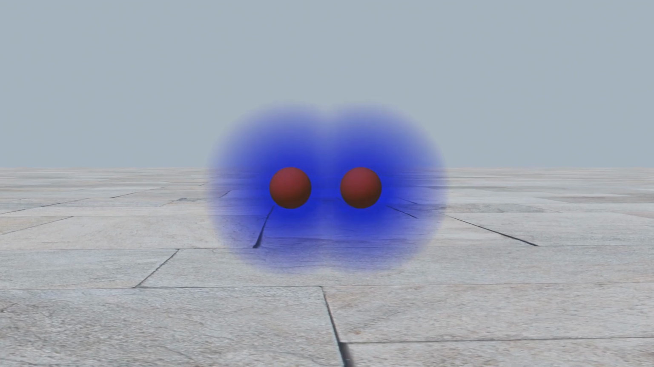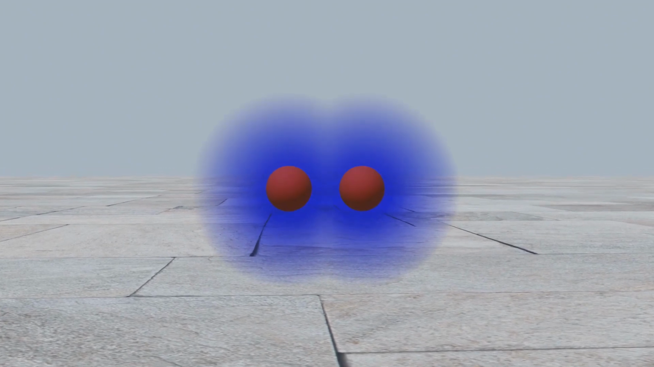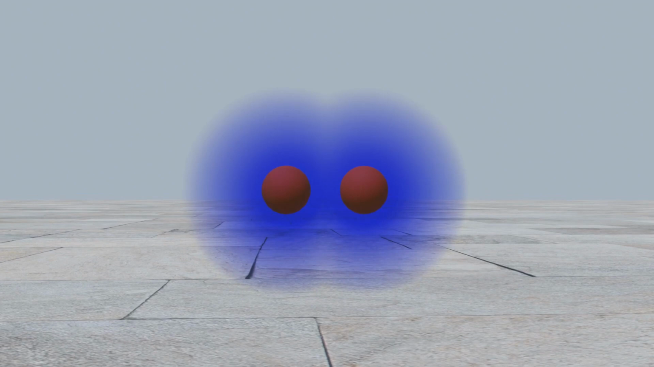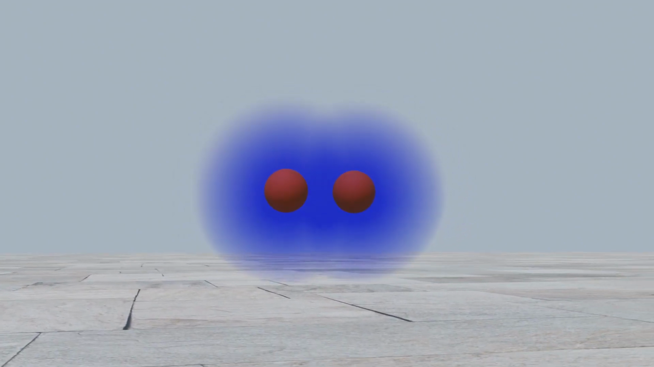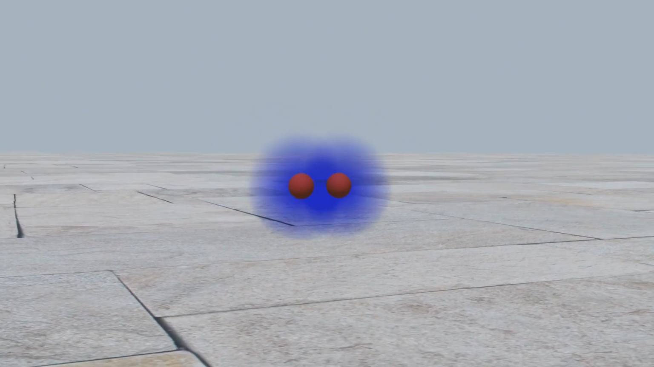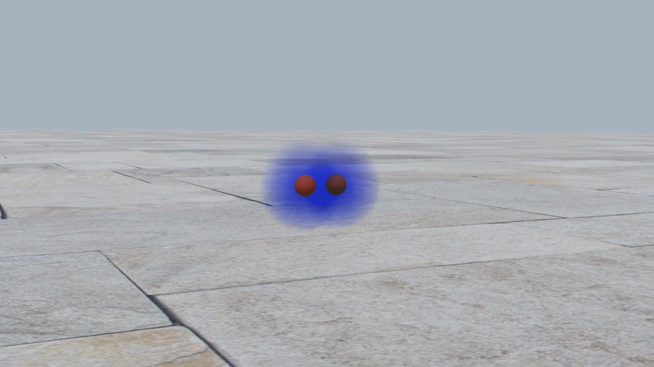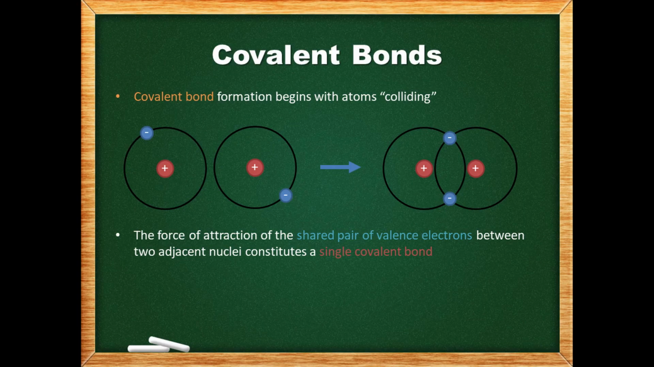As they approach each other, the atoms' electron clouds may overlap enough to cause the attractive forces to exceed the repulsive ones. The two valence electrons will move into the region of space between the nuclei, since this is where they experience the most attractive force from those two centers of positive charge. The force of attraction of the shared pair of valence electrons between the two adjacent nuclei constitutes a single covalent bond. In this example, the result of this covalent bond was a diatomic molecule of hydrogen.